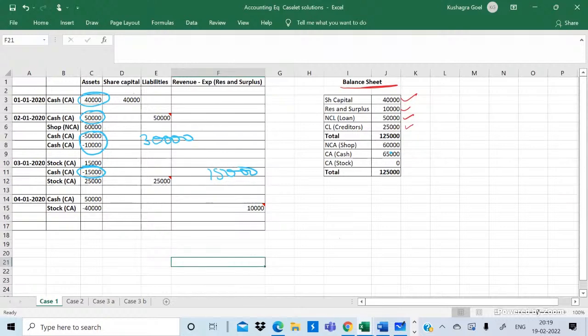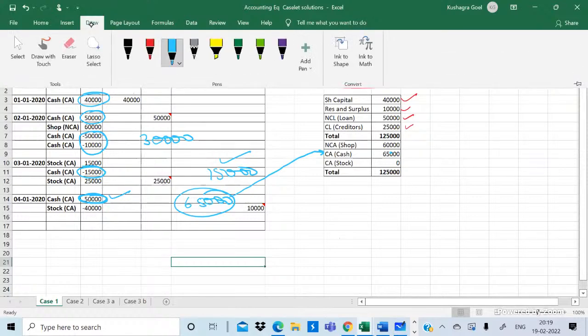And then on the 4th, I sold goods on cash and I got cash worth 50,000, which means my cash balance will become 15 plus 50. That's 65,000. So that's my cash balance worth 65,000. So using that accounting equation, you can easily make your balance sheet without going through what is debit, what is credit, and so on. As long as you understand whether the transaction involves an income or an expense, an asset or a liability, or share capital. Any questions with the first case before we move to the next one?